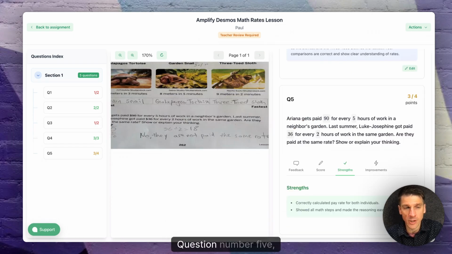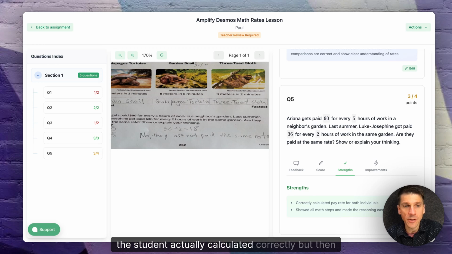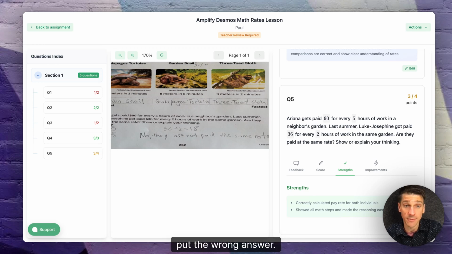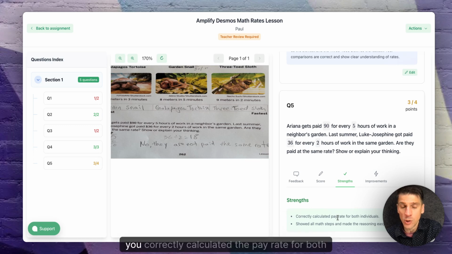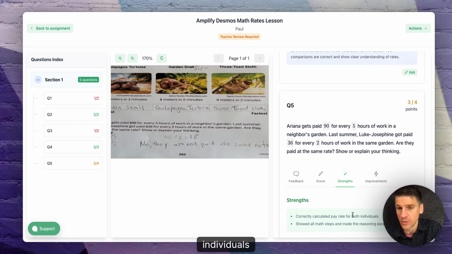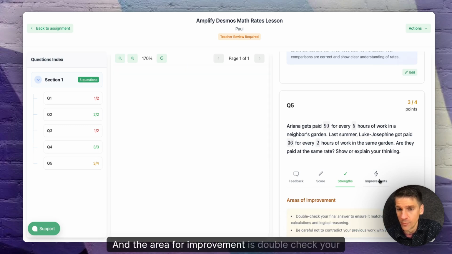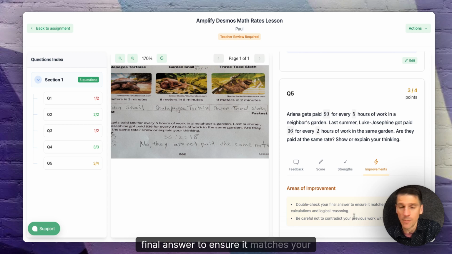On the last problem, question number 5, the student actually calculated correctly, but then put the wrong answer. This happens to kids sometimes, and the feedback is spot on. It says you correctly calculated the pay rate for both individuals, and the area for improvement is double check your final answer to ensure it matches your calculations and logical reasoning. Be careful not to contradict your previous work with your conclusion. So this is giving a kid credit for partial work and so close, and that's really validating their progress.